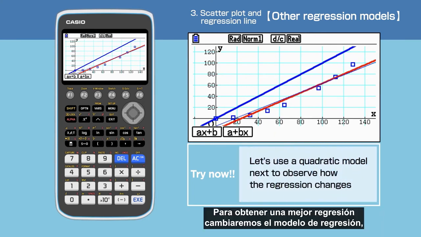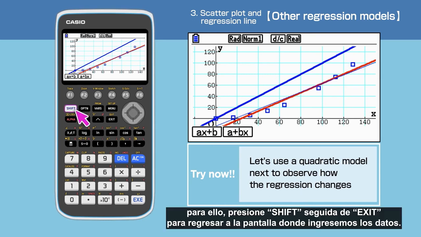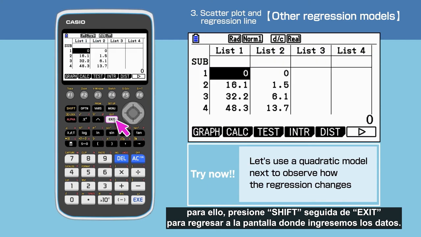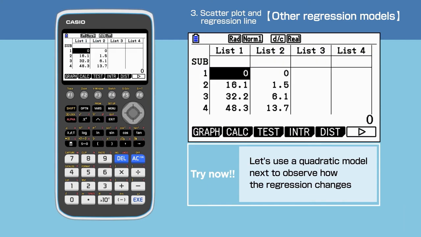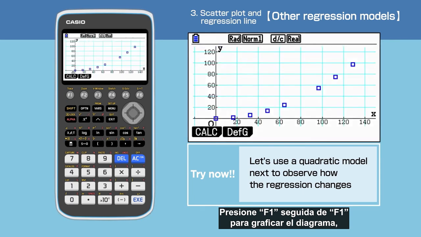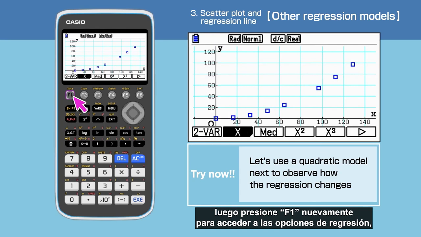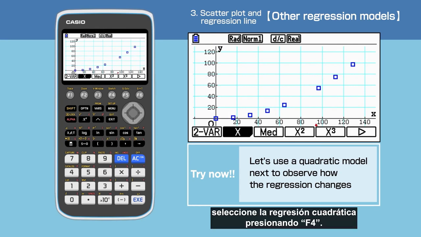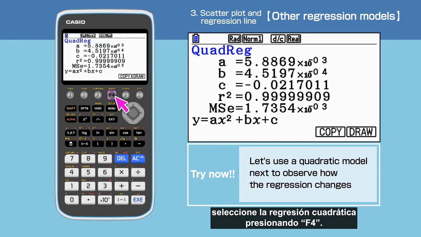In order to look for an even better regression, we are changing the regression model next. Press Shift, then Exit to go back to the screen where we enter the data. Press F1, then F1 to draw the graph. Then press F1 again to display the regression command. Select a quadratic regression by pressing F4.